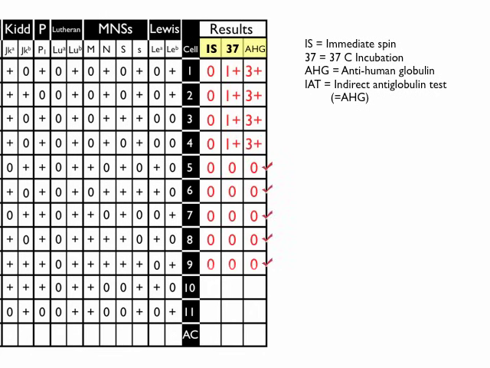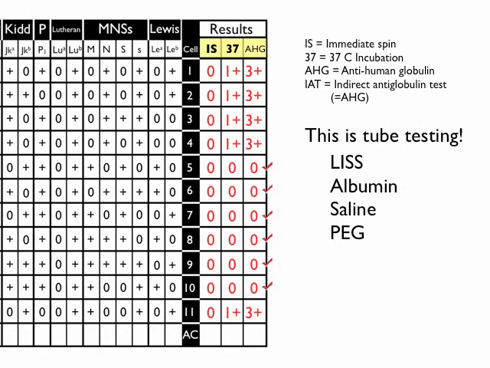Then you'll see a bunch of reactions cruising along on the right side of the panel. And again, there's no question that this is tube testing. You see immediate spin, 37, as well as AHG. It's clearly tube testing. Now, what you don't know from this, just by looking at it, is what the enhancement media is that's being used. There are a wide variety of things that are available.